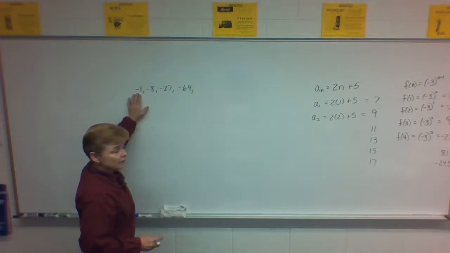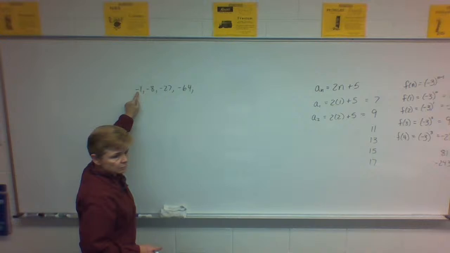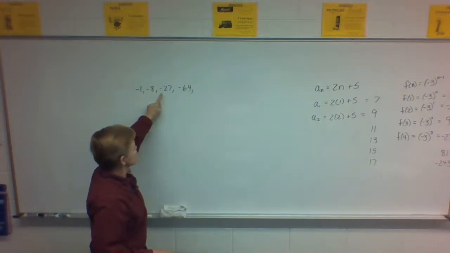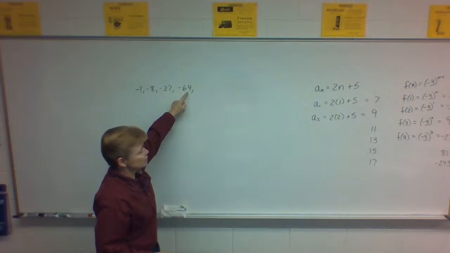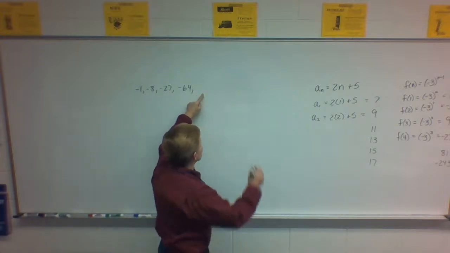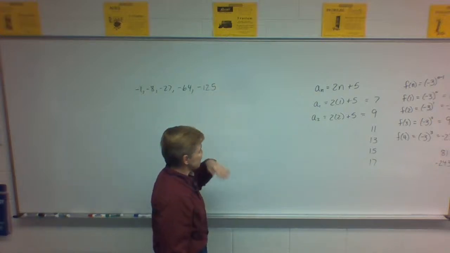This is 1 cubed with a negative on it. 1 times 1 times 1. This 8 is 2 times 2 times 2. 3 times 3 times 3. This is 4 cubed. The next one will be? Which is -125. So we accomplished part of it. We got the next term written.